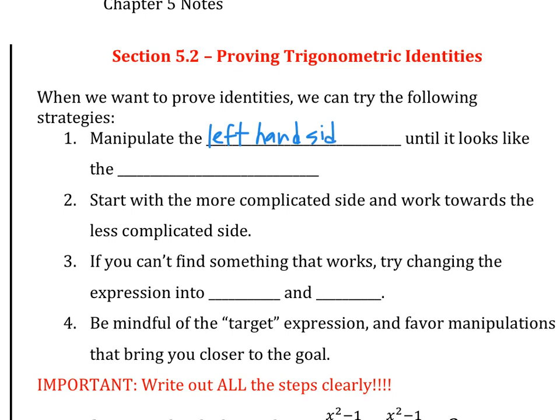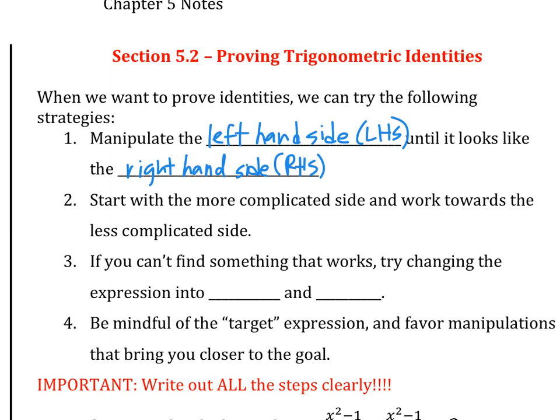So on these proofs, there are always two sides, all separated by an equal sign. So we can only change the left-hand side, and we usually call that LHS, until it looks like the right-hand side. The right-hand side is RHS. Now, sometimes that doesn't really work because on the left-hand side there's not much you can do.